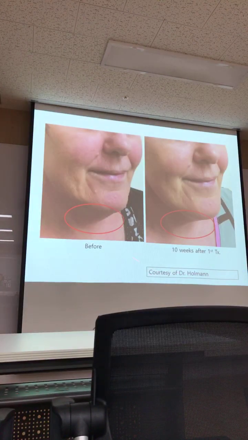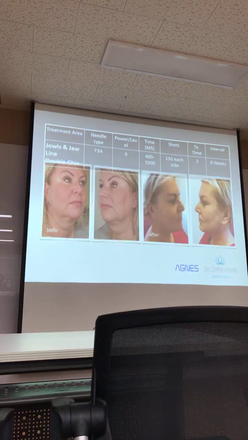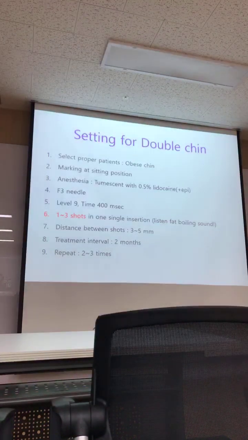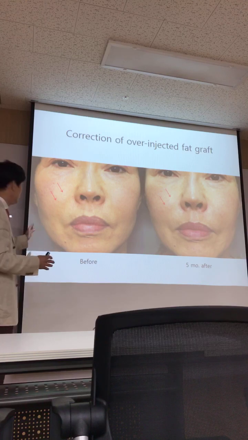She's an Australian case. It's a before and after. She's a German case. Before, after first treatment, after second treatment. Before and after. And she's a different case.